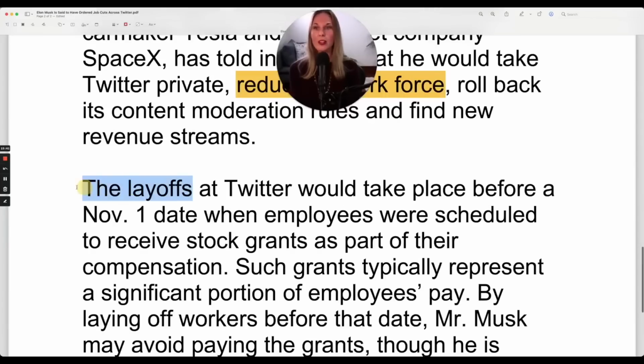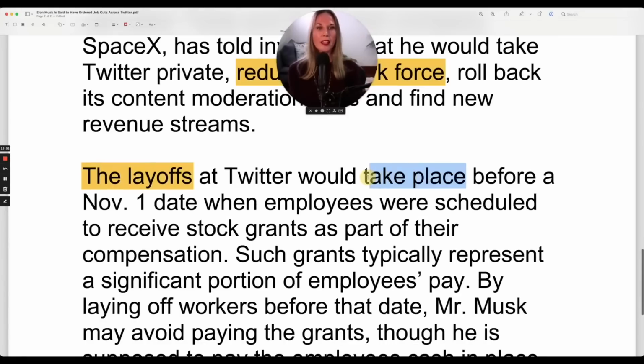So again, we see our layoffs. This is being used as a noun. It's our subject actually in this sentence. The layoffs at Twitter. Take place is a great expression that just means happen. The layoffs would happen, take place. So that's just a more casual way of saying happen, but it's very commonly used.